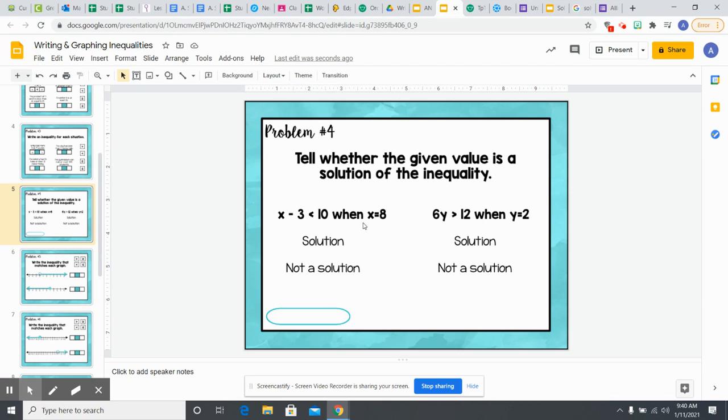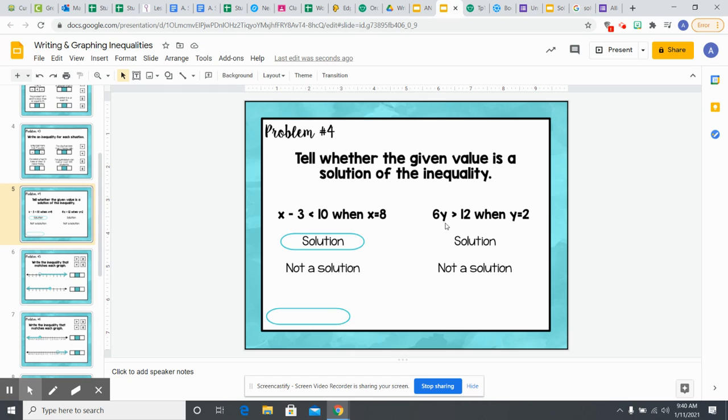So if we replace x with 8, then we're taking 8 minus 3, and 8 minus 3 is 5. So is 5 less than 10? Is that a solution? Yes, that is a solution, because 5 is less than 10.